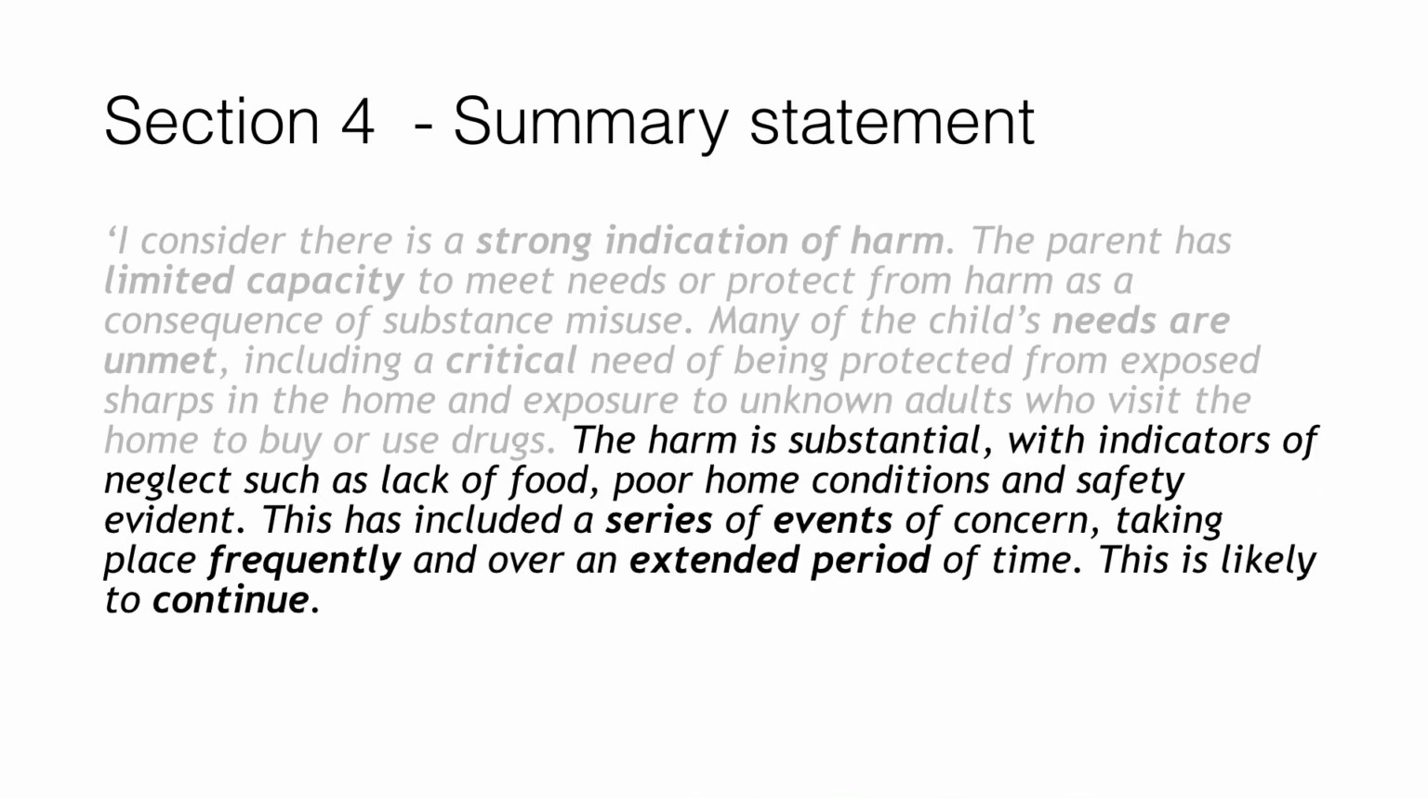The second paragraph is based on the significant harm checklist. It describes the harm as neglect and explains what aspects of neglect have been identified: lack of food, poor home conditions, safety issues. It then identifies from section 1 the indicators of substantiality, series of events, frequency of harm, extended period of harm and the likelihood to continue.